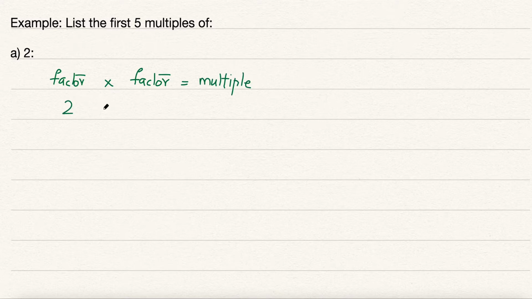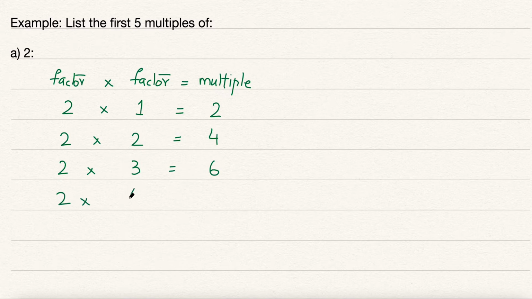So 2 times 1 is 2, alright? Then 2 times 2 is 4. 2 times 3 is 6. 2 times 4 is 8. And 2 times 5 is 10. This is the first multiple because it starts from 1.